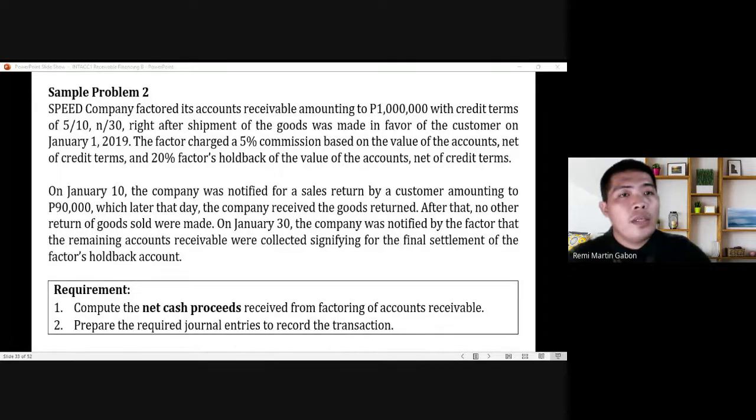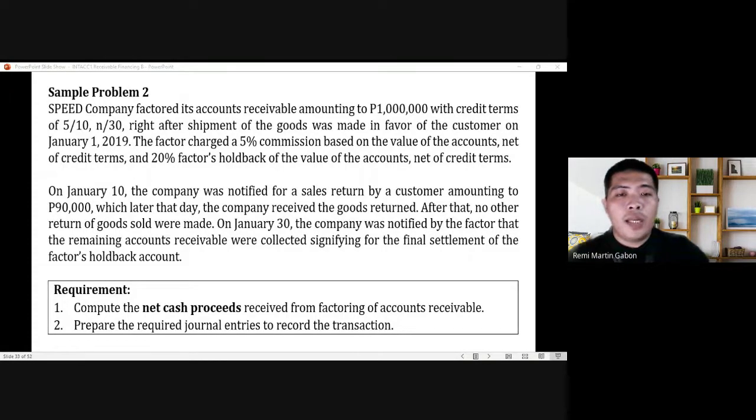Sir, what if the factor's holdback is not sufficient? What would happen? If the factor's holdback is not sufficient, it depends on the agreement of the parties: either the selling company will absorb the losses, sales returns or non-collectibility of the accounts receivable, or the factor will forgo any excess over the amount of the factor's holdback. But if there is an excess amount of the factor's holdback, it will be returned to the selling company, which in this problem is Speed Company.